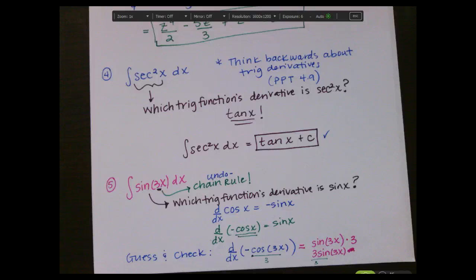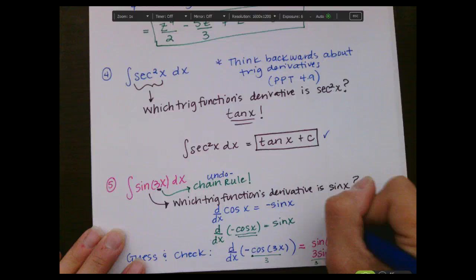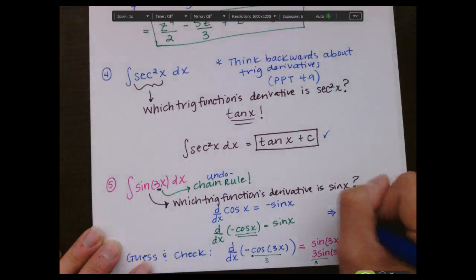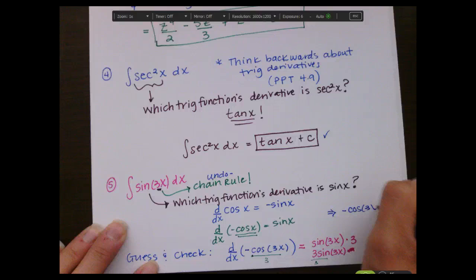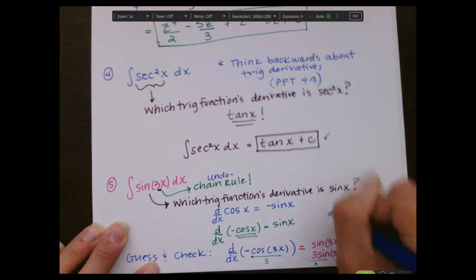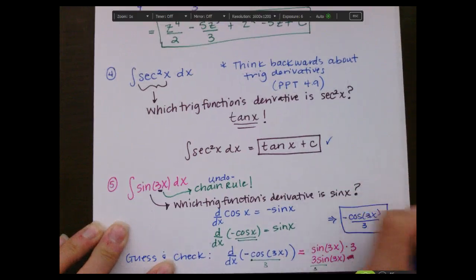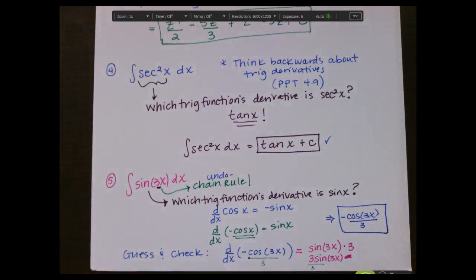So, all that said, the antiderivative of sine of 3x is negative cosine 3x over 3. And once again, you could check that by taking its derivative, and you'll find that it does give you what you started with. So a lot of times when you have a chain rule involved or a constant multiple on the inside of a trig function, you have to divide by that constant in order to undo it.